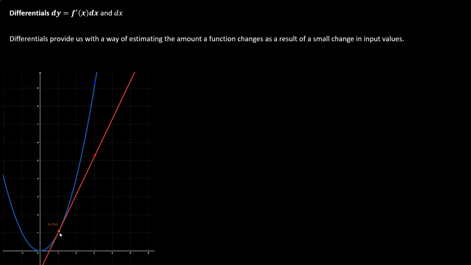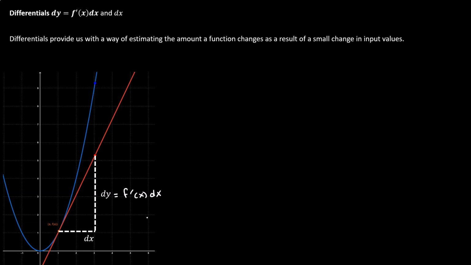A differential is something that allows us to estimate how much a function changes when we make a small change in the input value. So our input is x. Let's say we changed the input value just a bit. We call that dx. And we can see how much that changes on our linear approximation by measuring how much the change in y is from the gold point to the red point. We'll call that dy. That's our differential. That comes from the derivative of our function multiplied by the dx, the change in the input value.